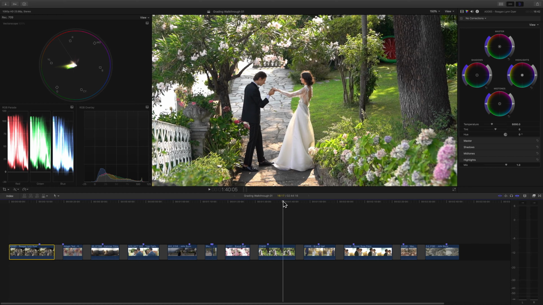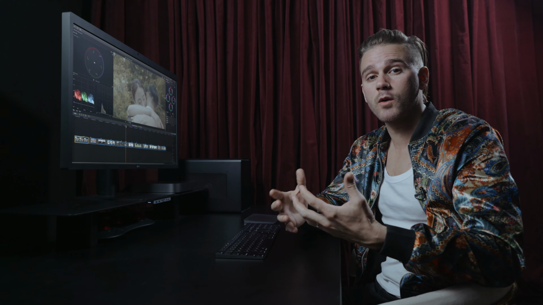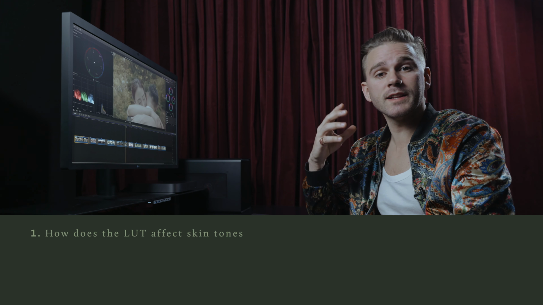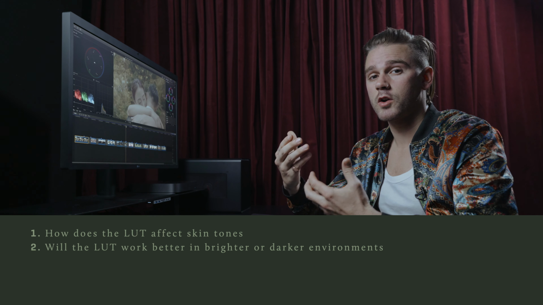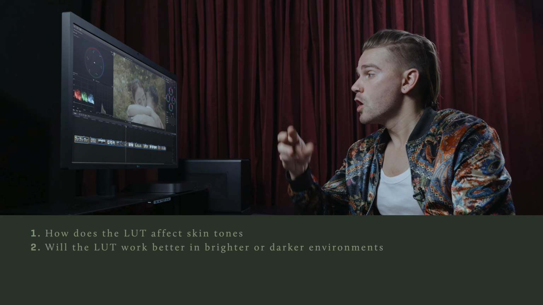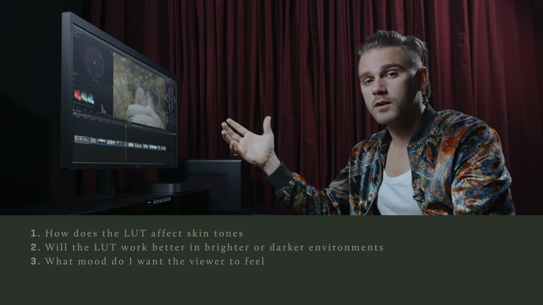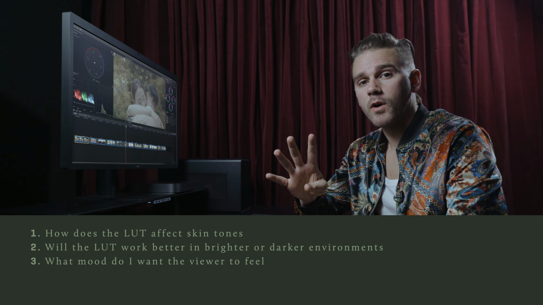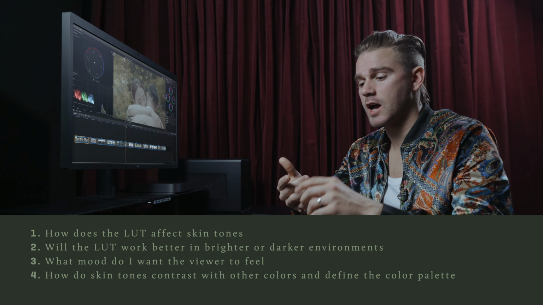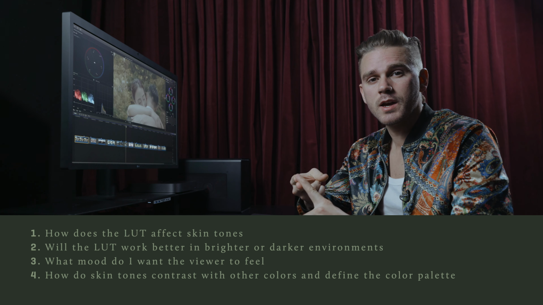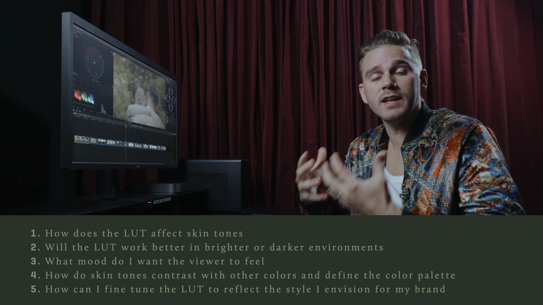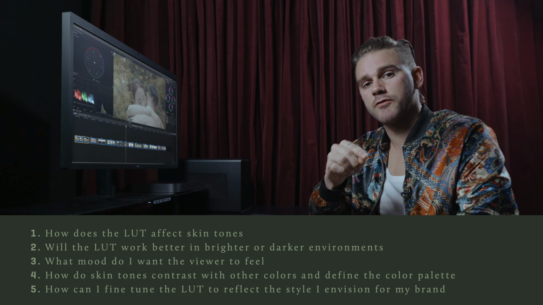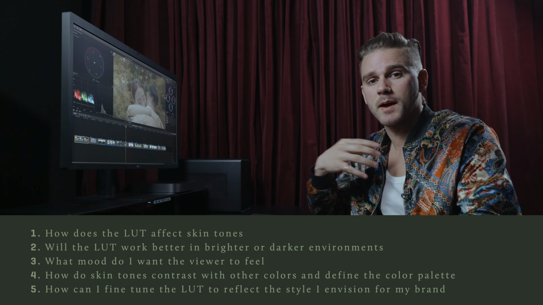Now, before we start grading, let's discuss 5 steps to consider when we are working with LUTs. Number 1, how do the LUTs affect skin tones? Number 2, will this LUT work better in brighter or darker environments? Number 3, what mood do I want the viewer to feel when they watch this film? Number 4, how do the skin tones contrast with colors like greens and blues, and how does it define the color palette? And number 5, how can I dial in my unique look and fine-tune the LUT to reflect the style I envision for my brand?